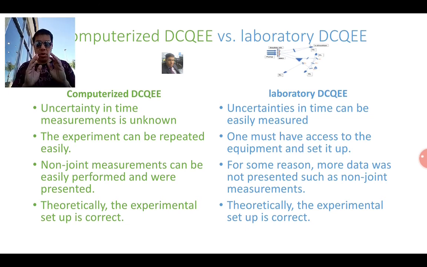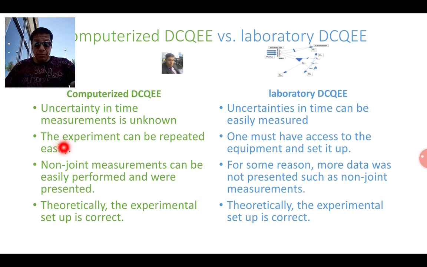You know, is it done quickly compared to the time of processing, or not? We don't know, right? So it could be that some measurements were in fact measured before other measurements, but if the uncertainty in time is huge, there's some overlapping, so we don't know, right? So that's one advantage for the laboratory version. Uncertainty in time can be easily measured, right?